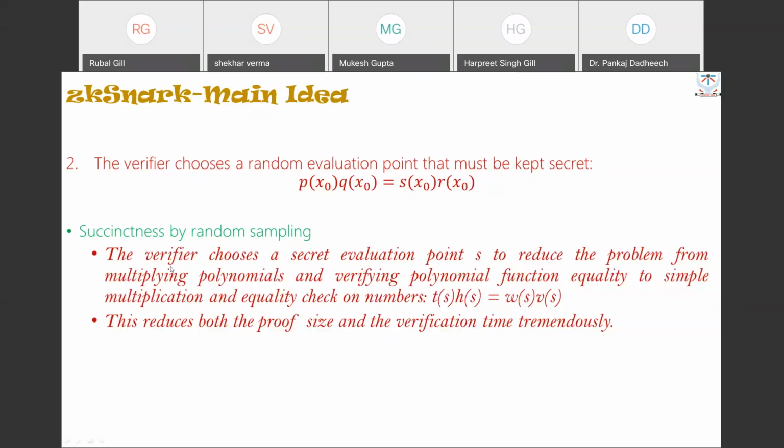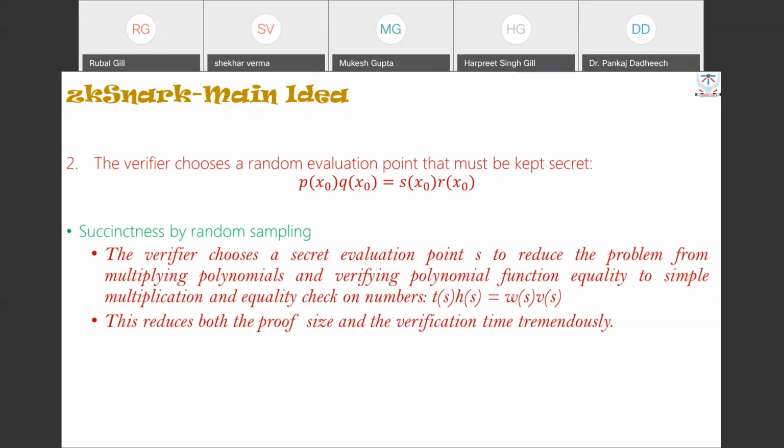So what I'm doing is the verifier chooses a secret evaluation point x s to reduce the problem. When you are trying to multiply two polynomials which are coming from the transactions, at some random value of the polynomial, whatever value the verifier takes, it knows the encryption value there, and then multiplies and checks, okay, is it coming to the value I want? So it will take the encrypted value of P(x) and the encrypted value of Q(x) at point x naught.